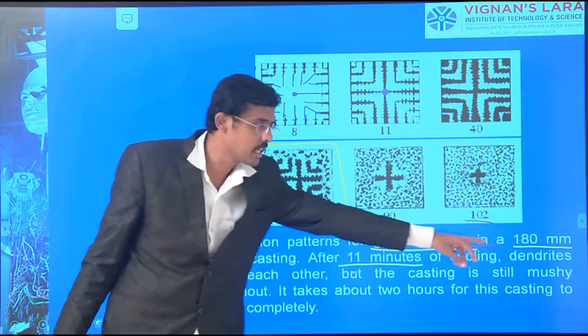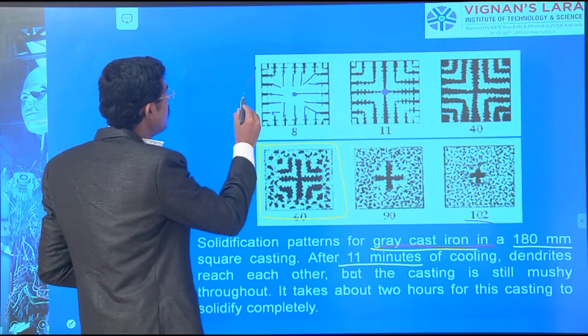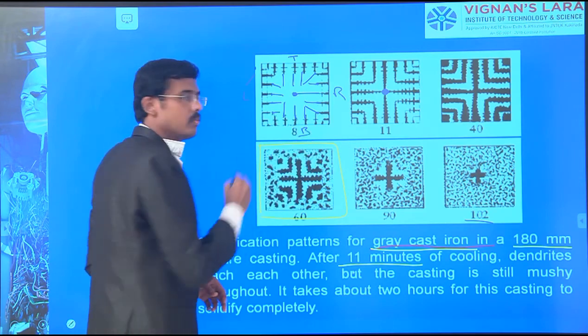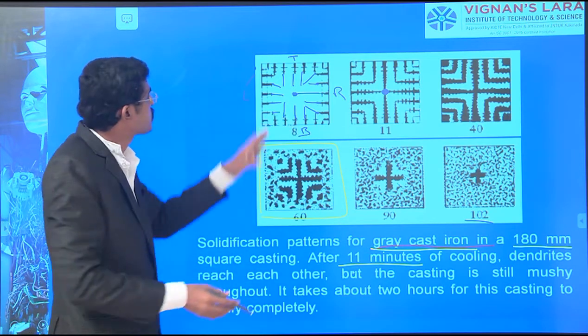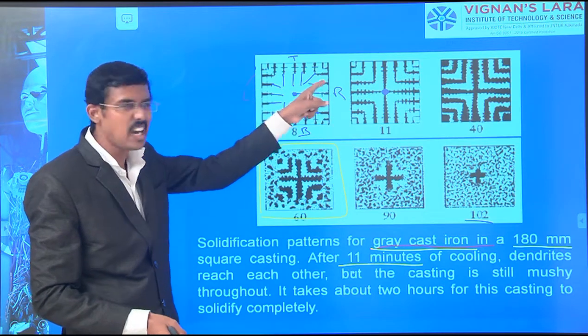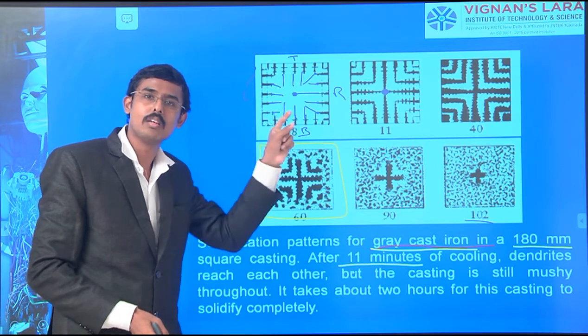I have taken a 180 mm square. There are various wall regions: this is the left side wall, this is the right side wall, the top wall, and the bottom wall. As everything is exposed to air, all these regions start to solidify first.